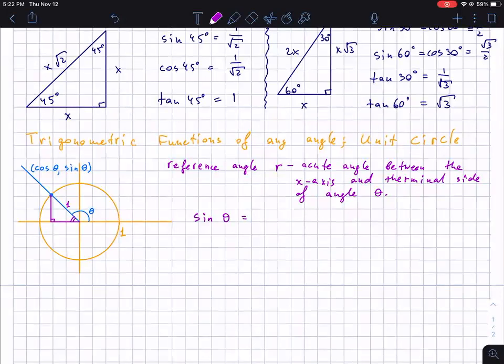So we say that sine of theta is either positive or negative sine of R. Cosine of theta is plus or minus cosine of R. Actually, probably it would be the right way to do it this way. And I hope I'm not going to confuse people.